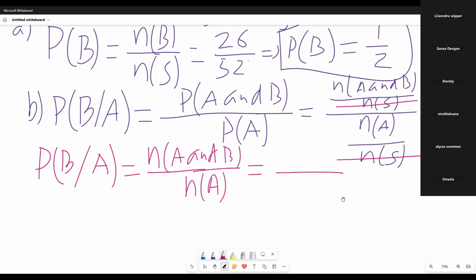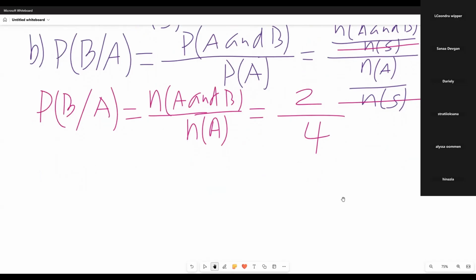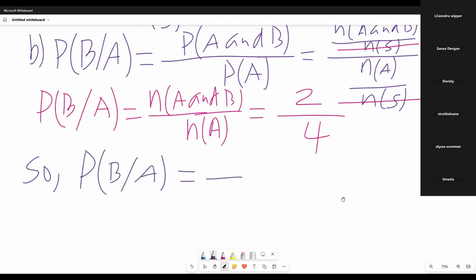N of A and B, we found that before, it was 2. N of A is 4. So P of B given A, simplifying here, that would be 1 over 2.